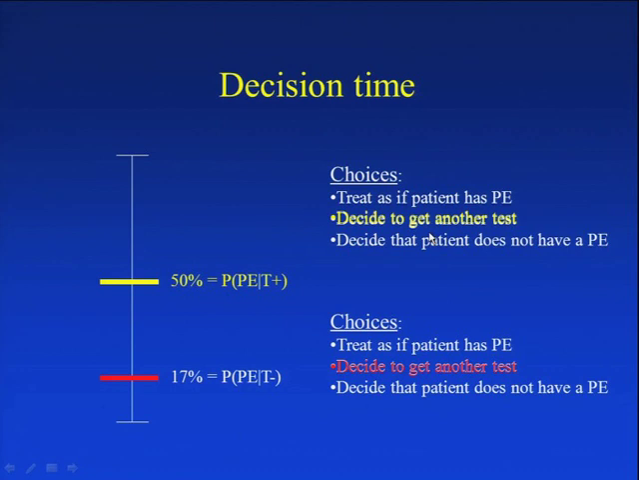And I can guarantee you that the physicians who said that 17% wasn't low enough had all missed a PE at some point in time. I certainly have missed a few. And they're worrisome. So not all of this is numbers. The numbers help guide you, but they don't do everything.